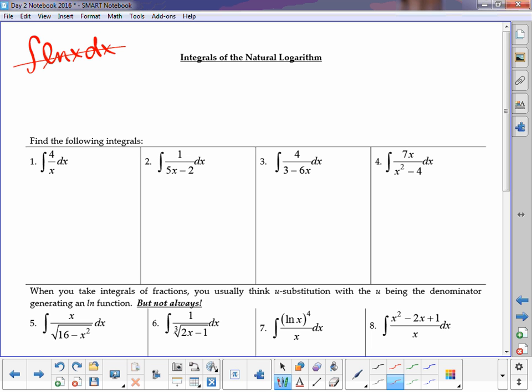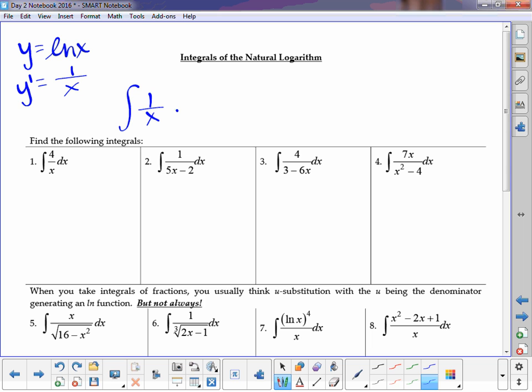What I mean by this is we're going to integrate functions that result in natural logs. So for example, we learned last class that if I started off with my original function as natural log of x, what is its derivative? 1 over x. And so if I had the integral of 1 over x dx, what do you think the answer would be? Not a trick question. Natural log of x plus c, right?